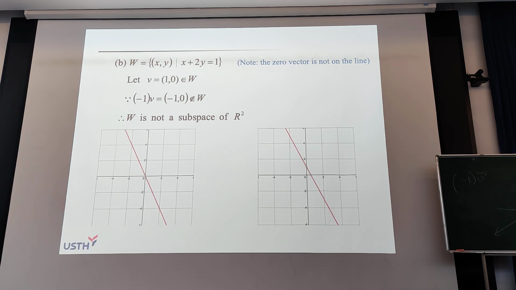So once again, I insist to you that property number 1 and property number 6 in the definition of a vector space are very important things.